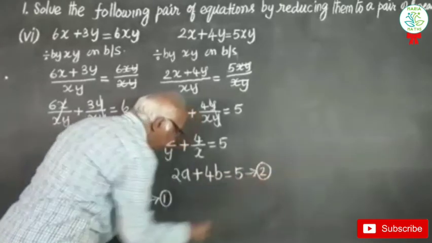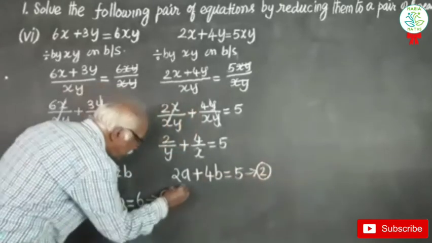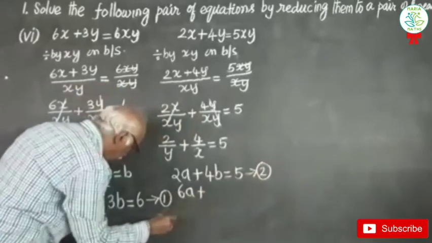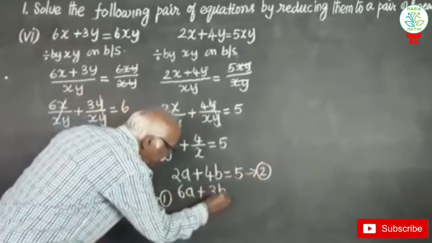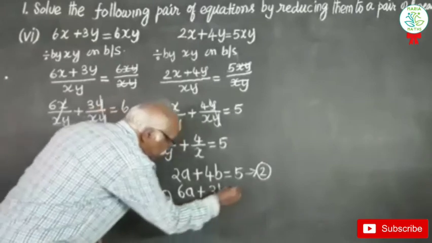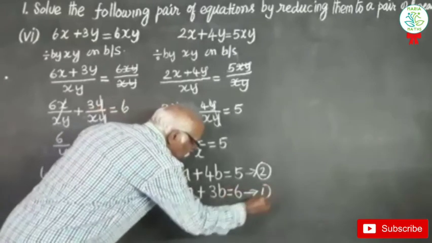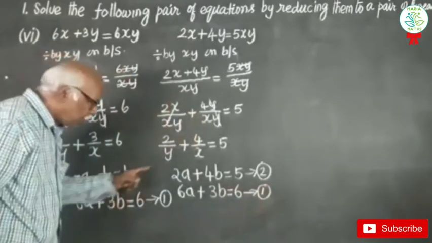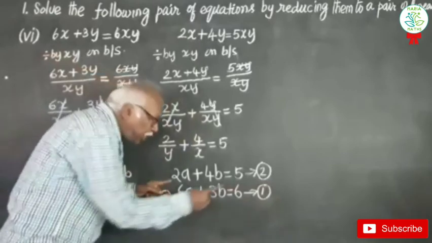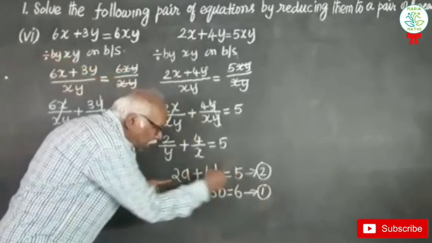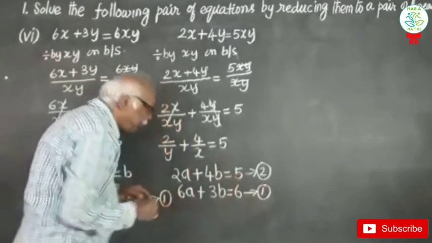This is equation number 2. Now solving 1 and 2: 6a plus 3b equal to 6. Now I want to cancel a. To cancel a, multiply equation 2 by 3 and equation 1 by 1.